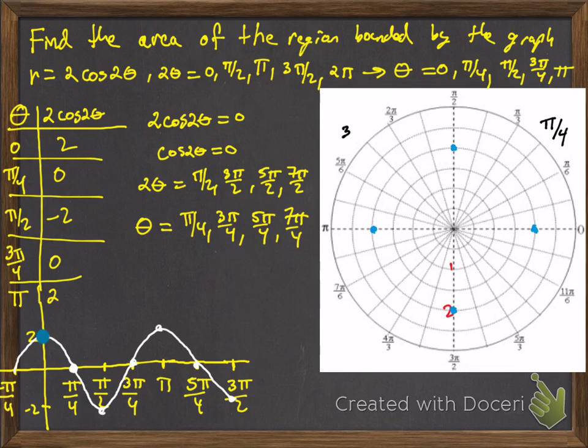Over here would be the 3 pi over 4, 5 pi over 4, and 7 pi over 4. So notice what's going to happen is pi over 4 and 5 pi over 4 are actually on the same radial line, and 3 pi over 4 and 7 pi over 4 are on the same radial line. So we only have potentially, and we're going to go ahead and assume that we have 2 tangents here.